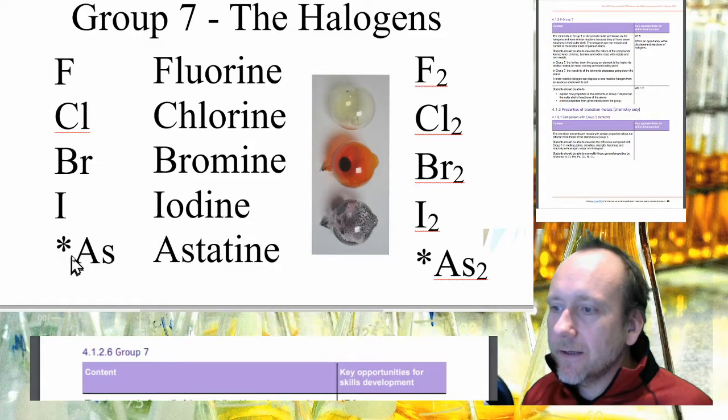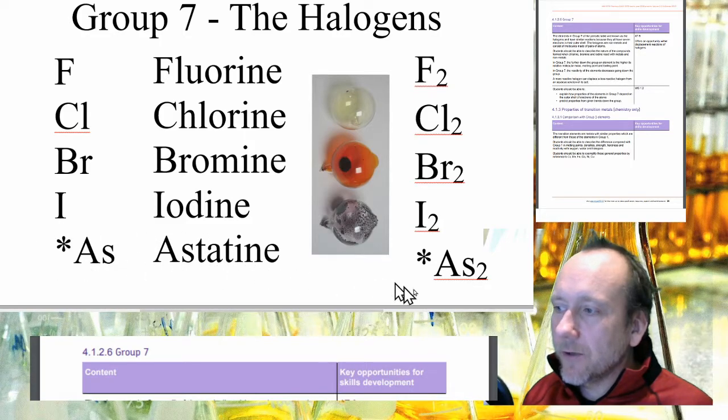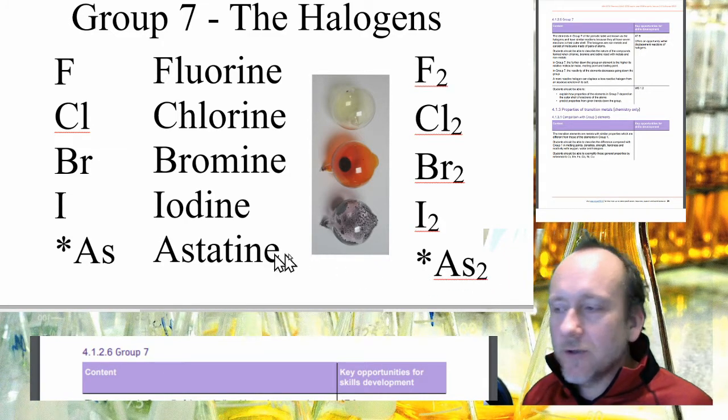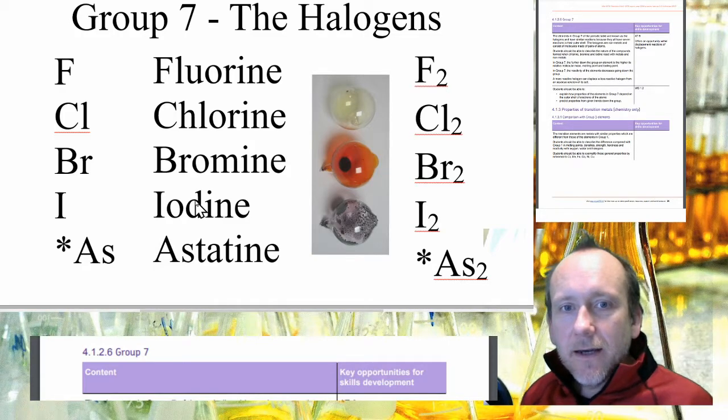The reason why there's an asterisk with At, astatine, is because there's not enough in the world to actually matter all that much. But if you do get asked what it would exist as, it is likely that it would exist as At2. And the same for tennessine, which is Ts, just underneath that, which is even less relevant.